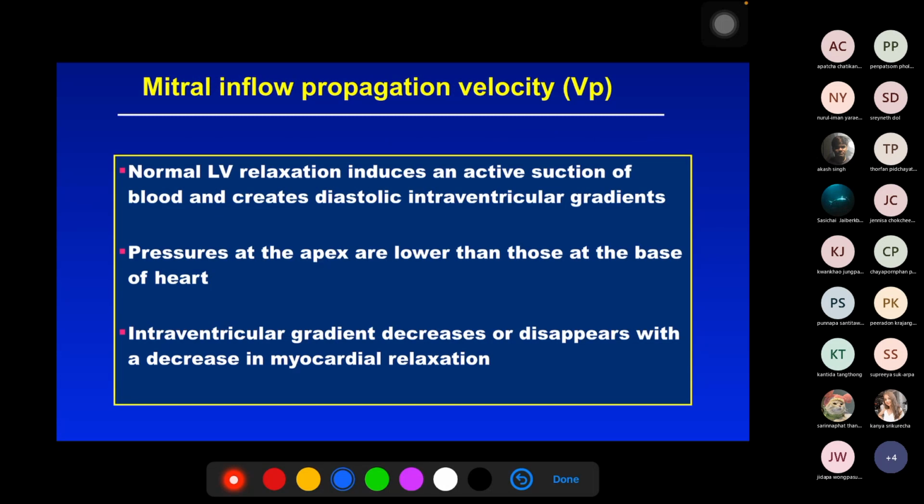And the next one is the mitral flow propagation velocity. I will skip it because in real practice we do not often use it.